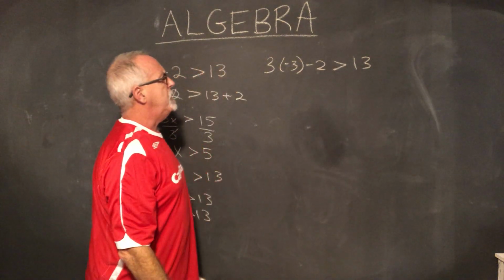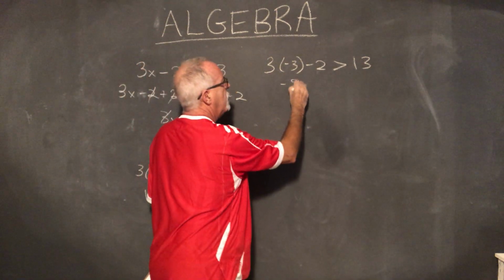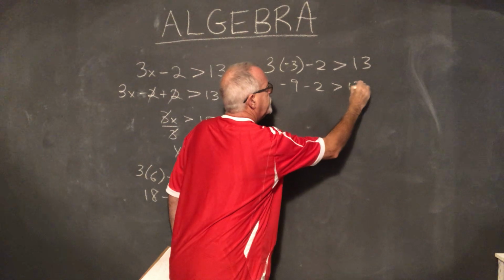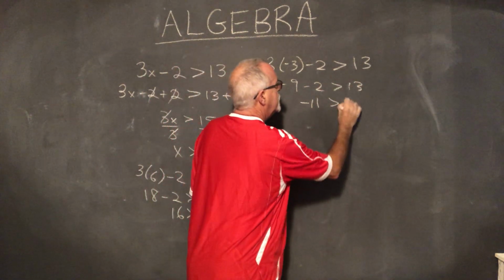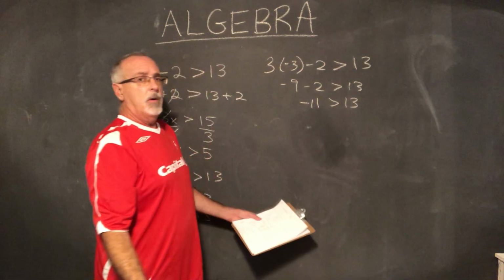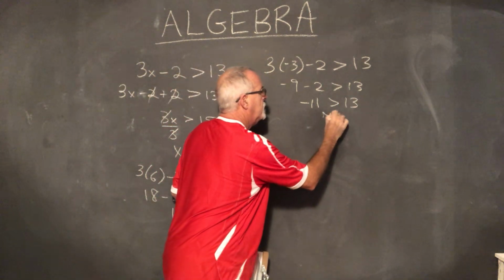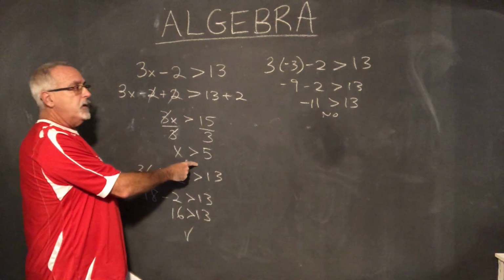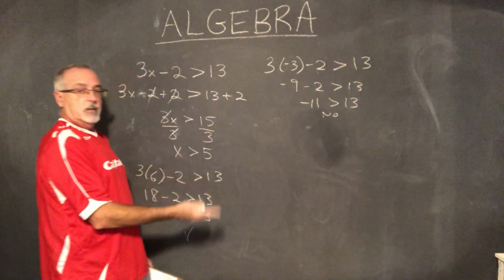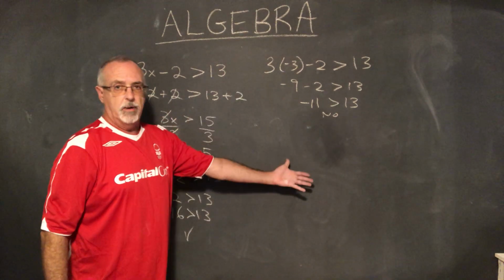What's going to happen? 3 times negative 3 is negative 9. Negative 9 minus 2 is negative 11. Be careful of your laws of signs. Is negative 11 greater than 13? No, it did not verify. This one did. But we knew 6 was greater than 5. We also knew that negative 3 is not greater than 5, so we didn't expect this to verify.